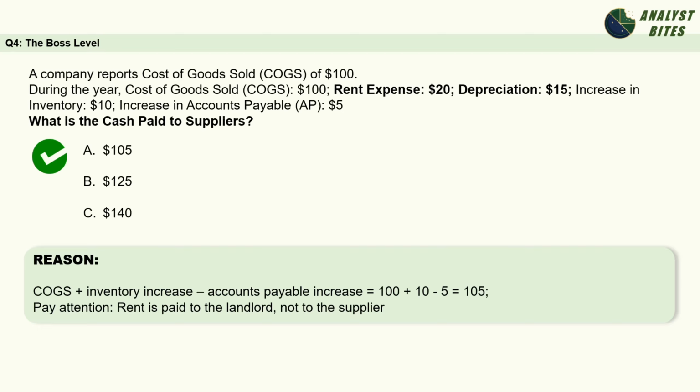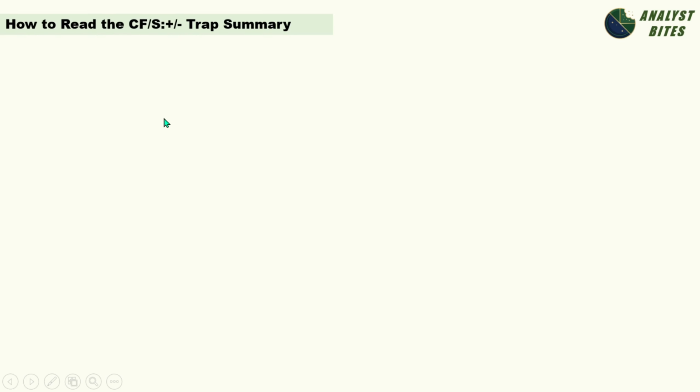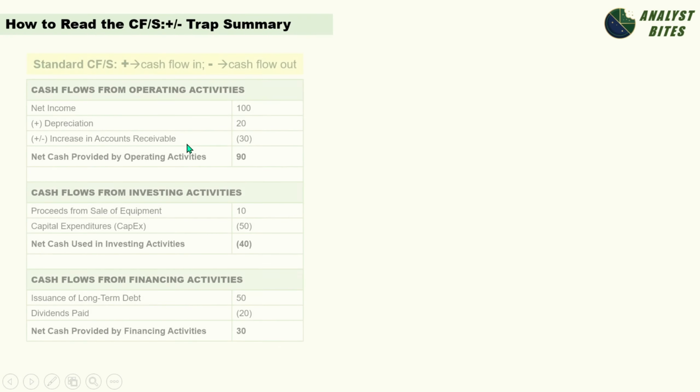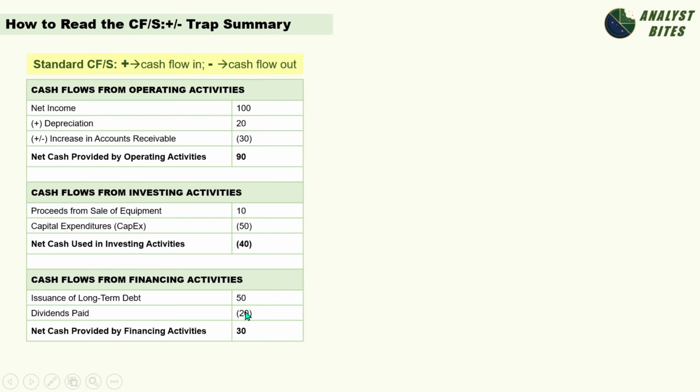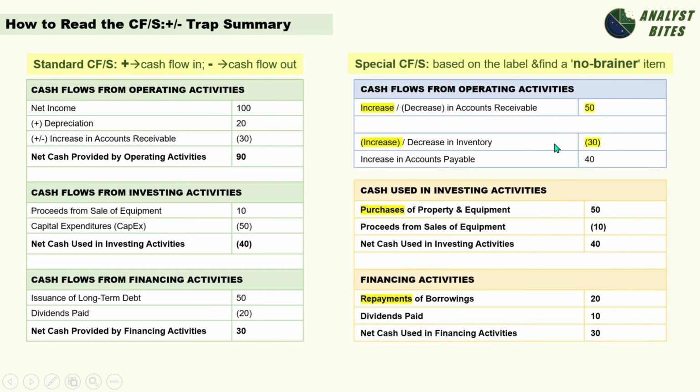Now let's move to our next battle, decoding those sneaky plus and minus signs on the cash flow statements. Now let's look at the logic behind these signs and see exactly which versions the examiners have in store for you. Look at the left, the standard statement. Just like Starbucks, positive means inflow, parentheses means outflow.